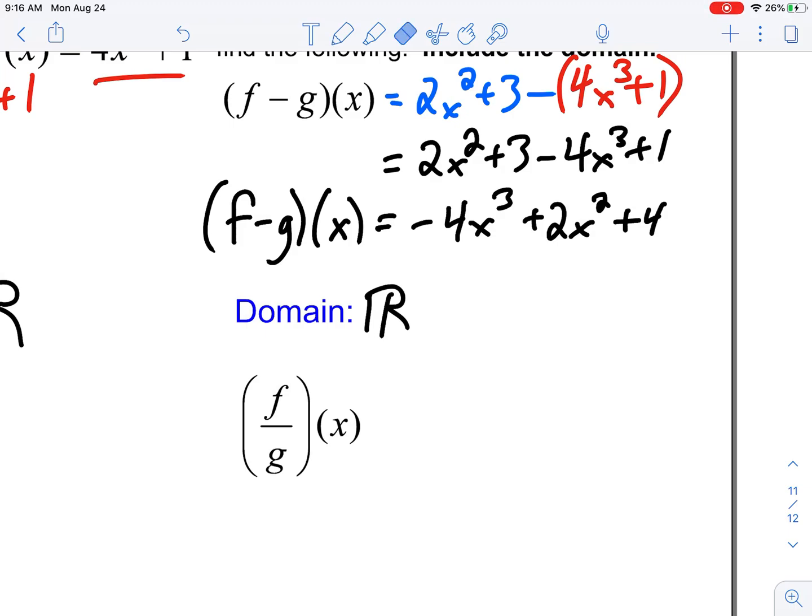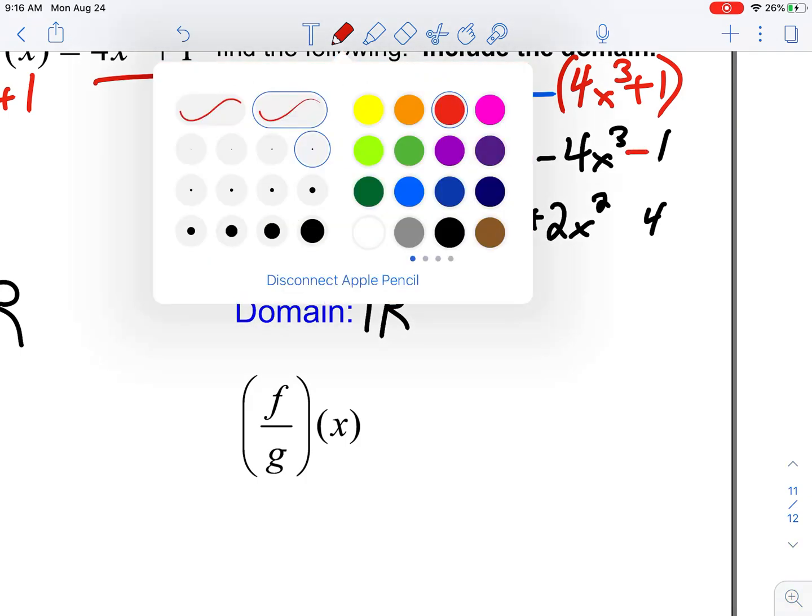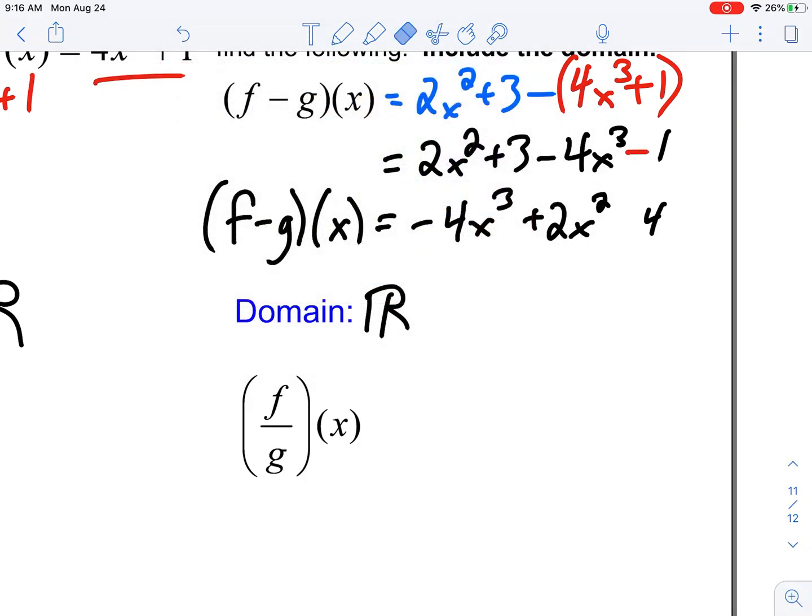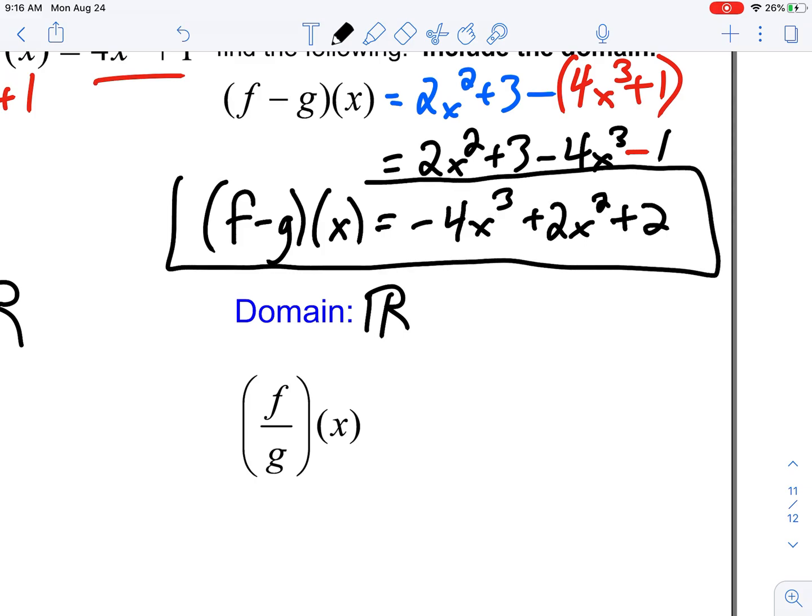Nope, sorry, hold on, go back. I made a mistake. So this is a good example to see, checking your work. I forgot to distribute the negative 1 into that. So I'm going to make that a minus 1, which makes this a plus 2. All right, see, we all make mistakes. The most important thing is to catch them, right? All right, so there is my new function made of subtraction.